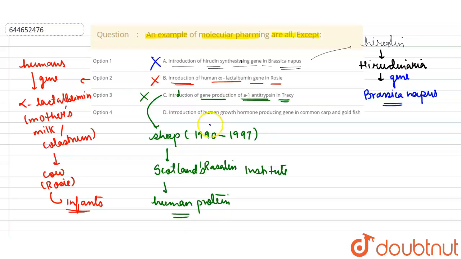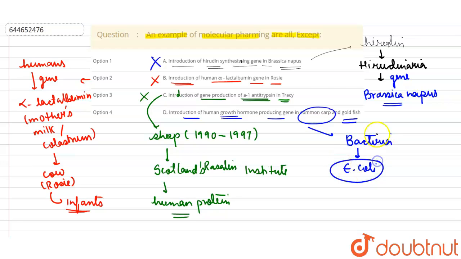And the last one is D, introduction of human growth hormone producing gene in common carp and goldfish, which is not correct. Why? Because this gene was initially introduced in bacteria. The gene for growth hormones such as somatostatin was actually introduced in E. coli. So this is an exception to molecular farming. So option D is the correct option.